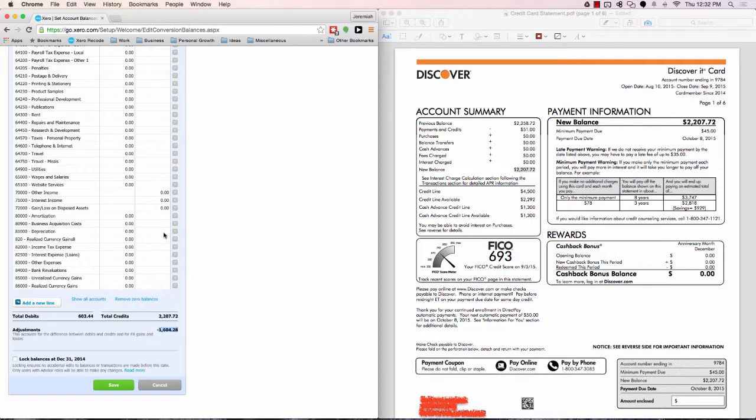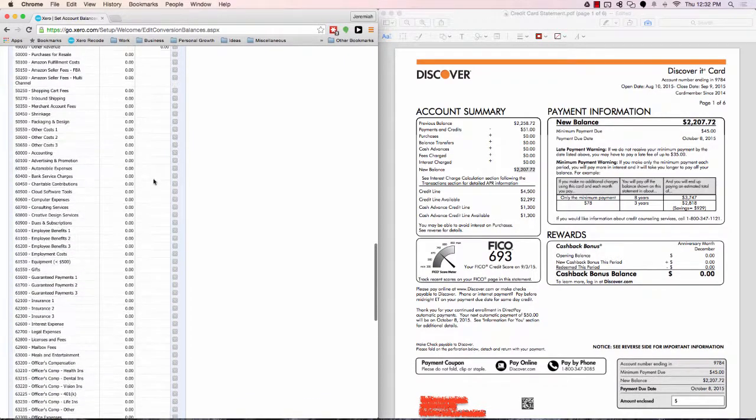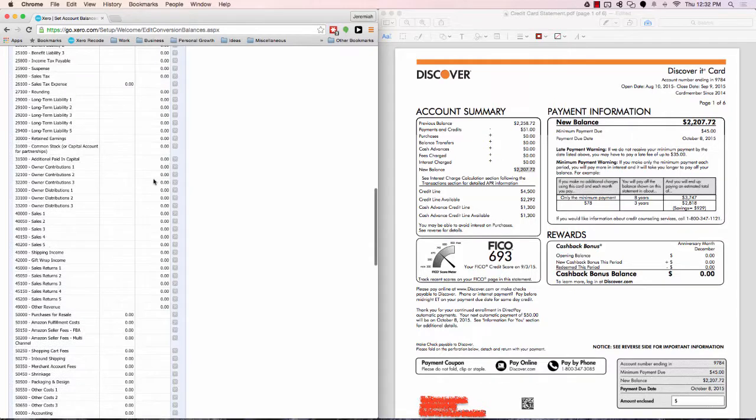You really have a couple of different options. The first option is I'm going to look up owner contributions and distributions. This is money you've paid into the business or money you've taken out. If you have more liabilities than assets, so your credit card balance is higher than your bank account balance, well then I would probably put the balance into owner distributions.